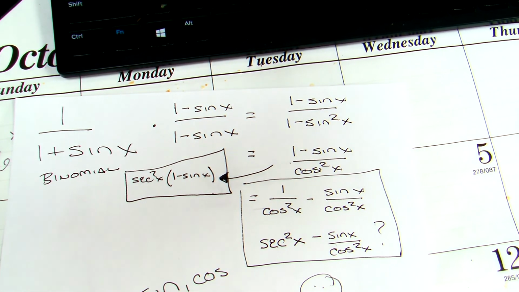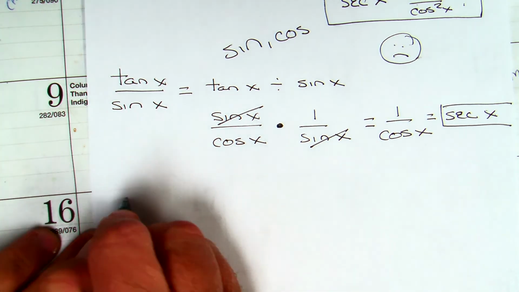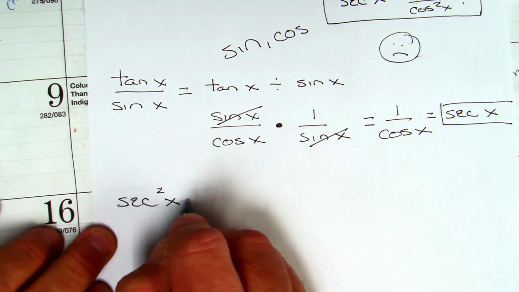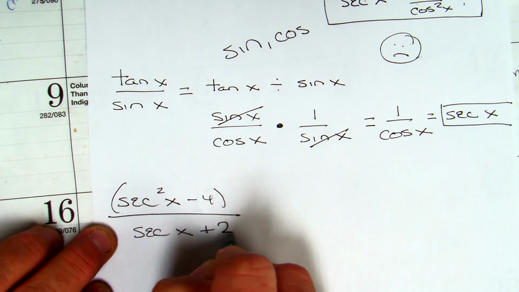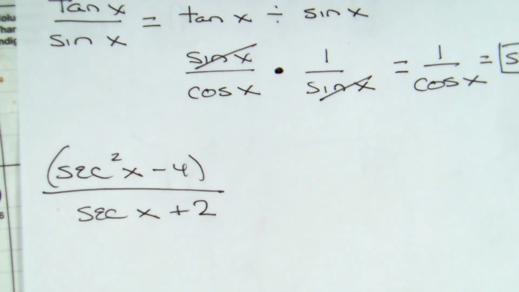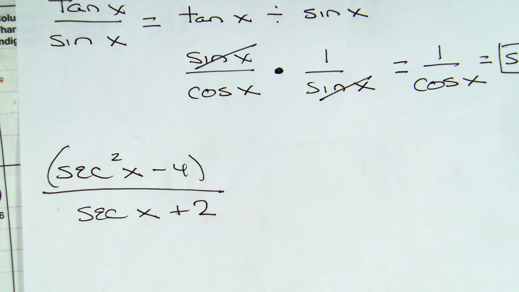Okay? Now, I will tell you this. If you have secant squared x minus 4 over secant x plus 2, as soon as you don't see what number that's involved in all Pythagorean identities, 1? If we get that, and all your Pythagorean identities that you should now have a copy of, 1's involved in all. As soon as you don't see 1, you're going to factor.